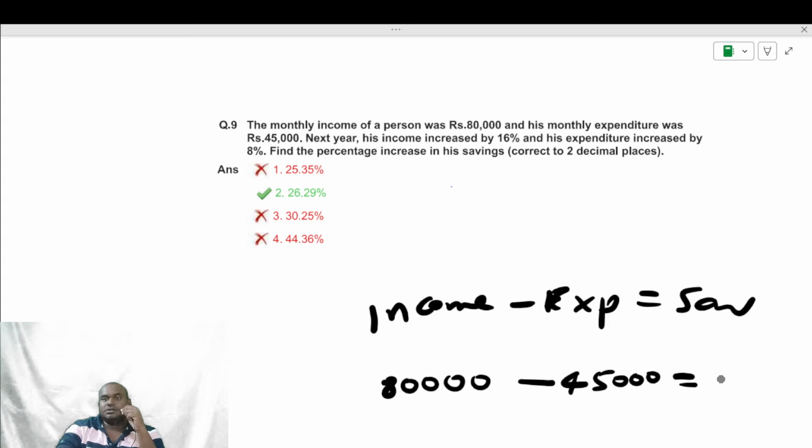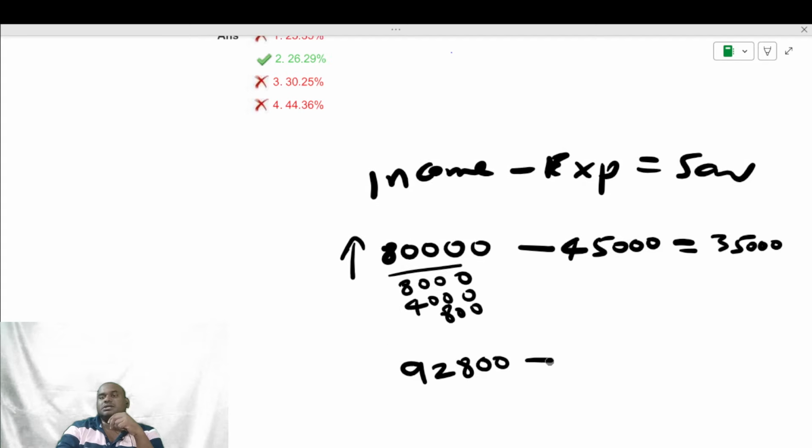Next year his income has increased. How much is saved? 45, 15, 35. So next year what happened? His income increased by 16%. 16% means 10% is 8,000, 5% is 4,000 more, and 1% is 800. So 12,800 he has increased. So 92,800 is his income after the 16% increase.